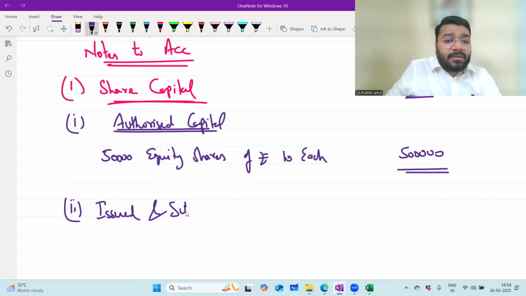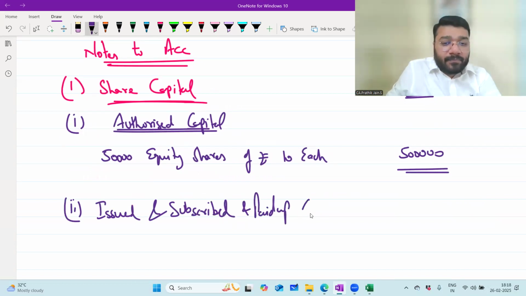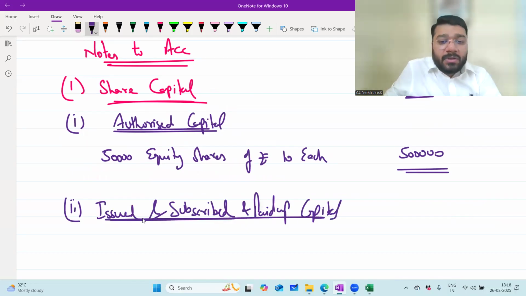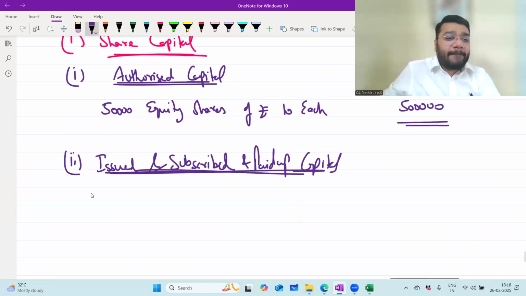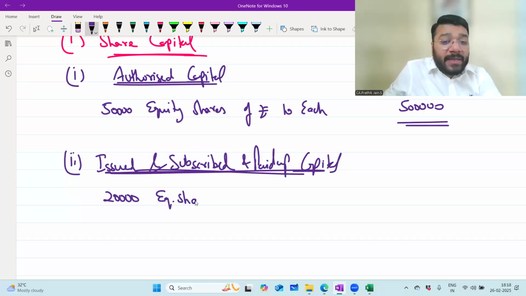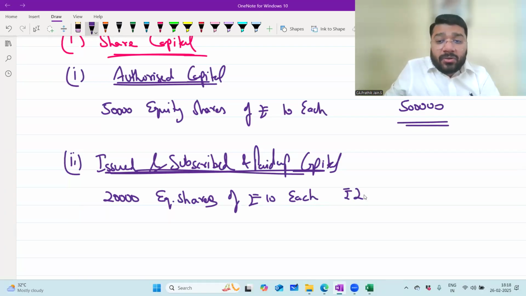Issued, subscribed, and paid up capital. In that, 20,000. Guys, out of 50,000 equity shares, how much are we offering to the public? 20,000 equity shares of rupees 10 each. How much? 2 lakh. Record it in the inner column, not in the outer column. In the inner column, rupees 2 lakh.